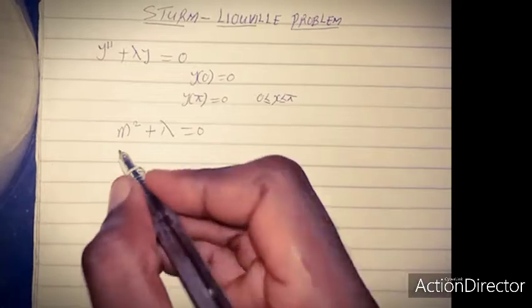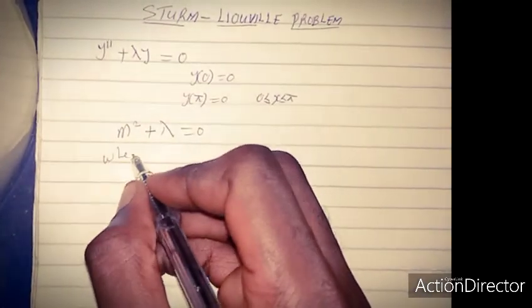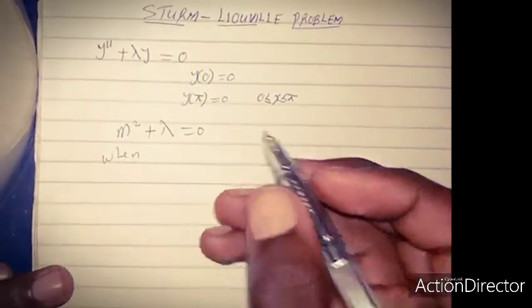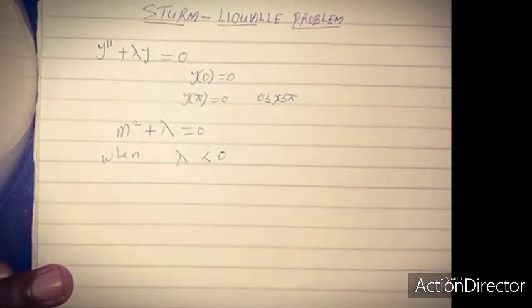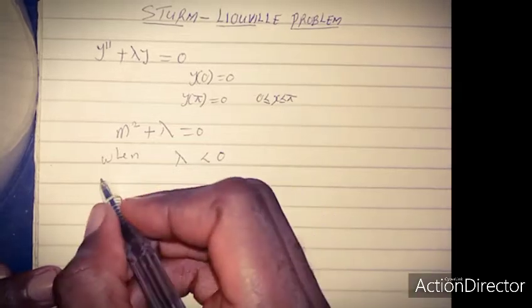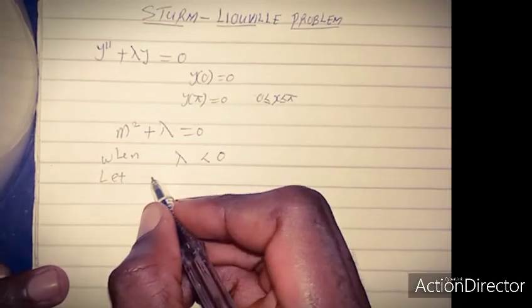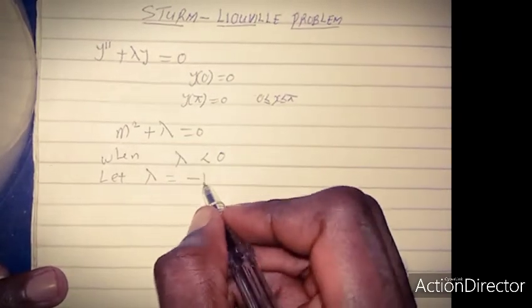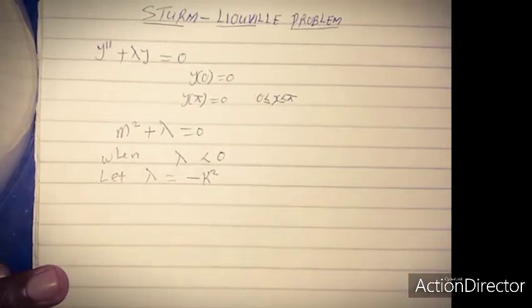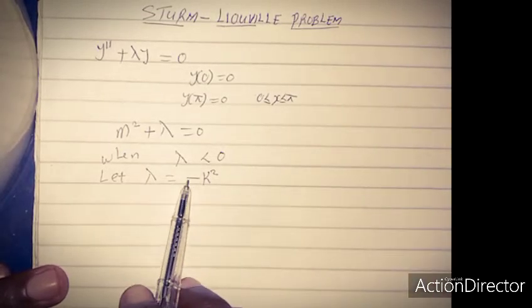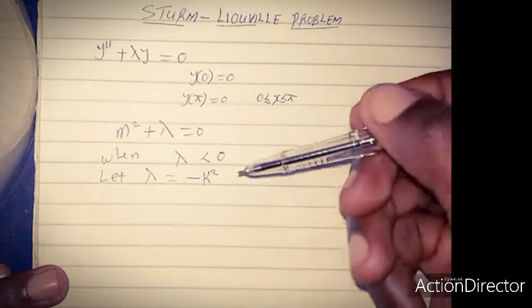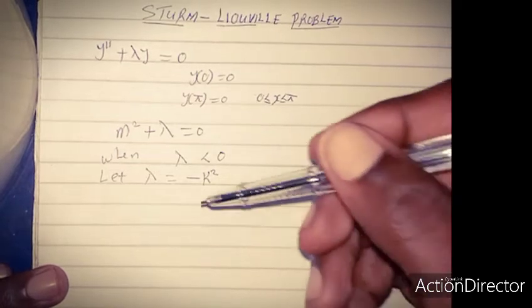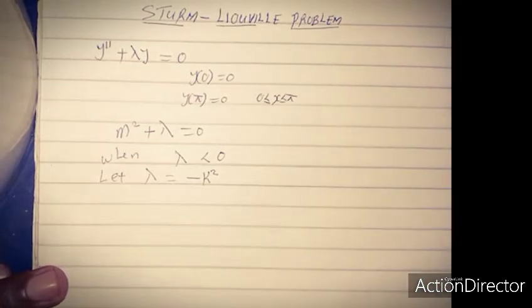So now let's start with case 1. We are going to test three cases. When λ is less than 0, that is, λ is a negative number, you let λ = -k². Why are we saying λ = -k²? This minus here emphasizes that λ is always negative no matter the value of k, because any number squared will always give us positive, but then multiplying by minus will always give us minus.